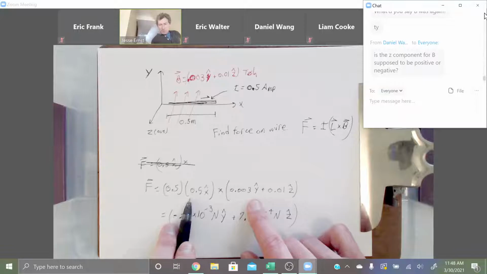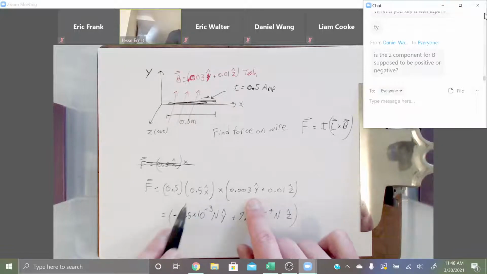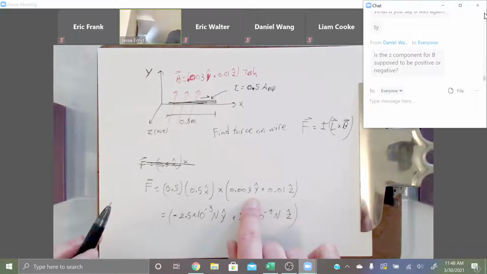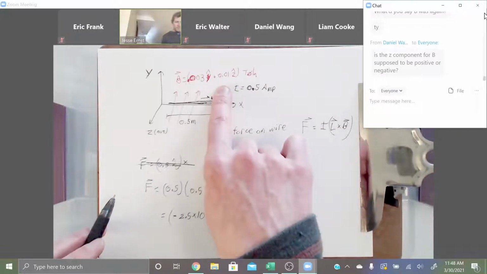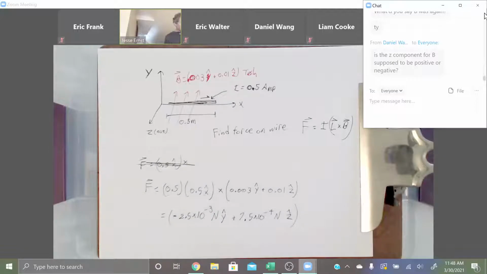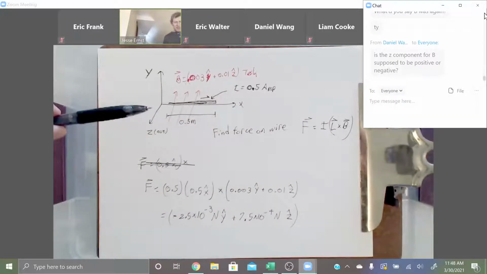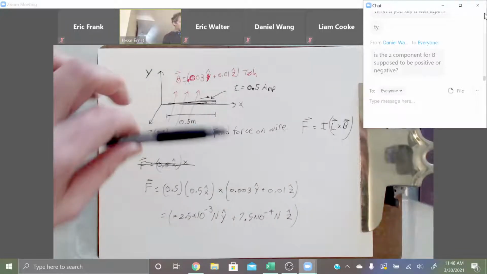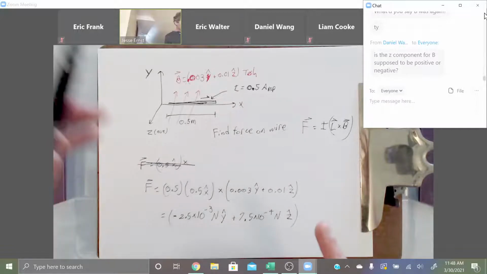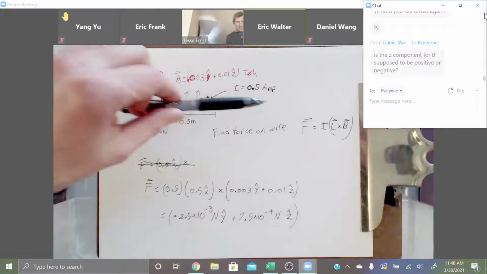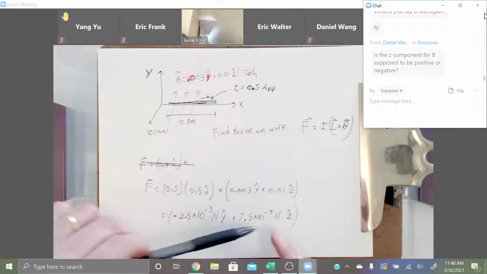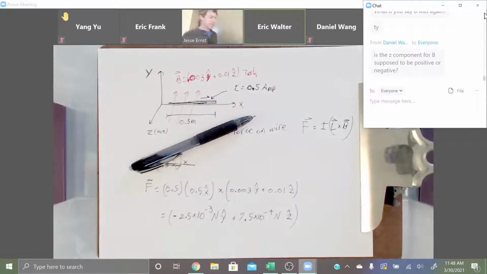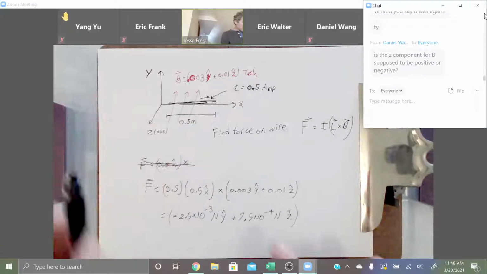Is the z component for B supposed to be positive or negative? The z component for B is positive. Although there is something I'm worried about, the signs of this. So give me a minute. You look this over and then I'm going to look it over too. I don't think that's going to be 7.5 times 10 to the minus 4. Yeah, I don't think that's what it would be. Maybe not. It's possible I can't multiply either.